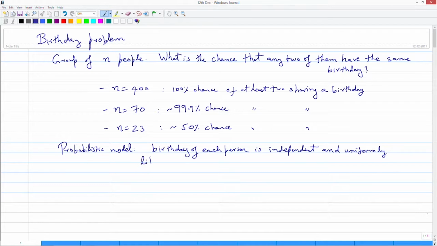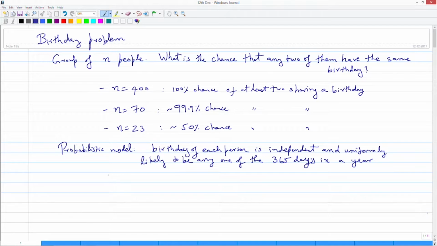Uniformly likely to be any one of the 365 days in a year. Okay. Any one of the 365 days in a year. So this is the model. So what does that mean?